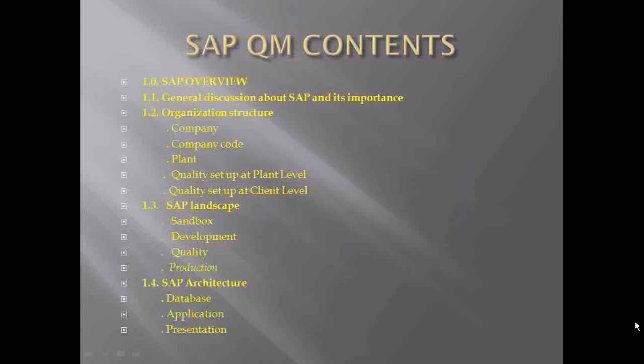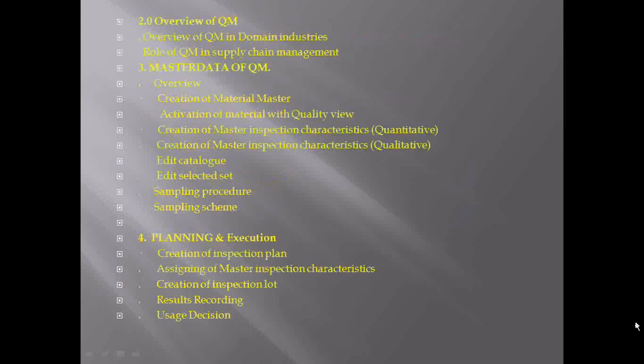Now, the contents which I will be covering in this module are SAP overview, general discussion about SAP and its importance, organization structure, company code, plant, quality setup at plant level, quality setup at client level. So what is the landscape, what is the architecture they use, all these things I will be explaining each and everything. Now overview of QM in domain industries, role of QM in supply chain.